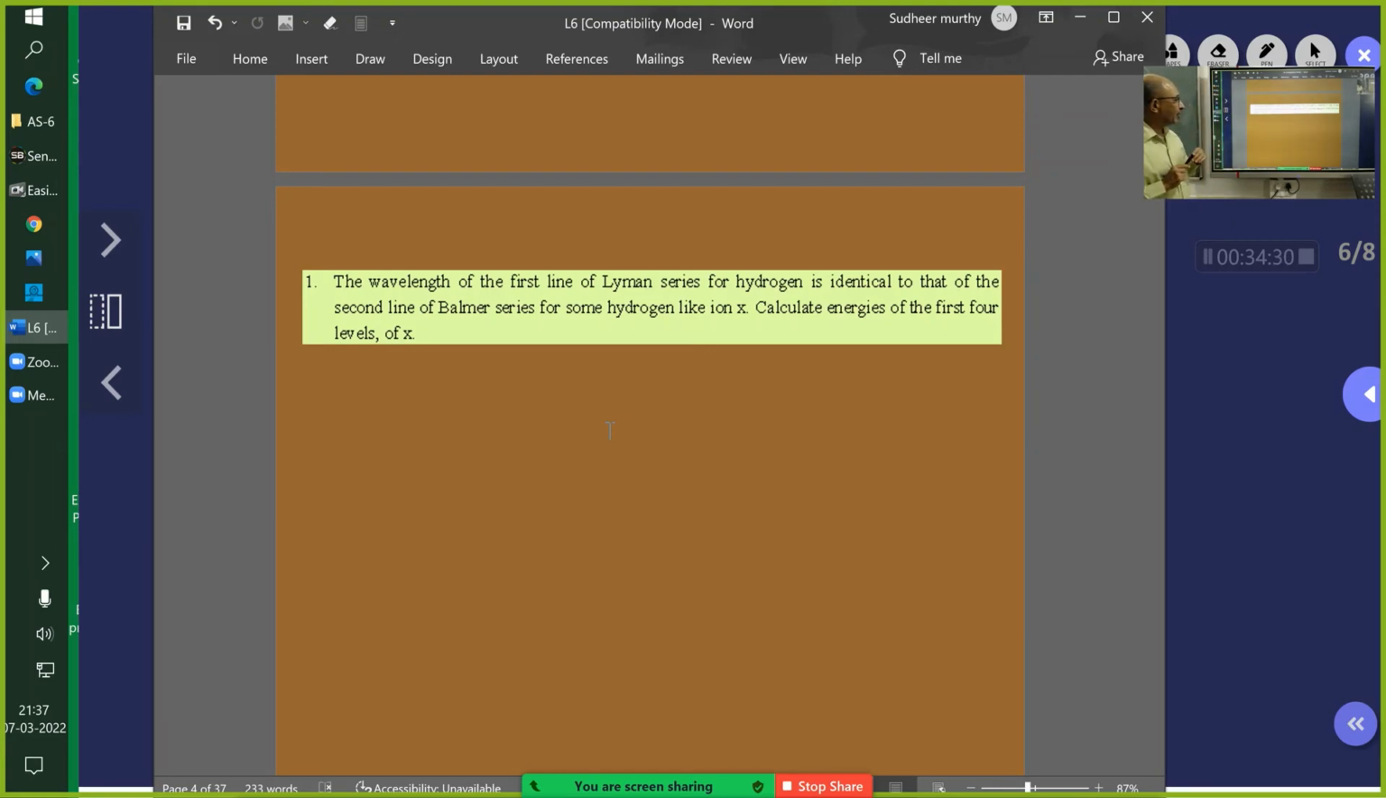This one. The wavelength of the first line of Lyman series in hydrogen is identical to the second line of Balmer series for the same hydrogen-like ion X. Calculate the energies of the first 4 levels of X. I think you should be able to tackle this. Yes, sir. At least somebody said yes, sir.